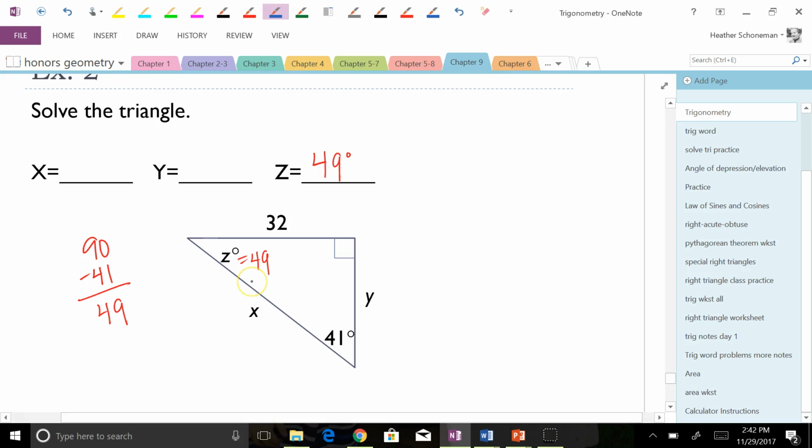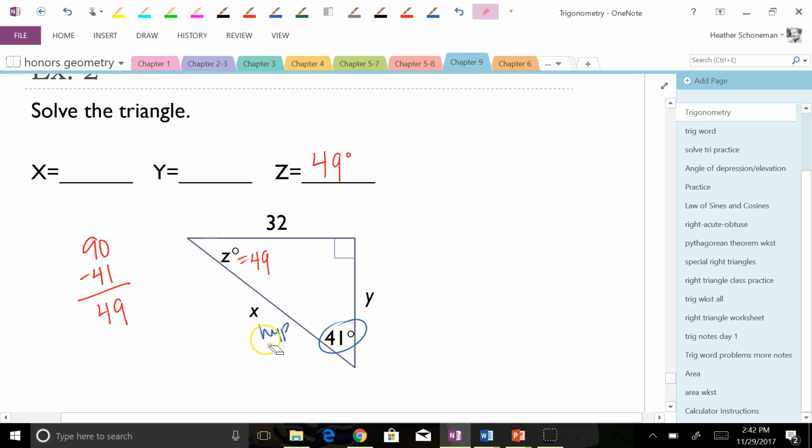Does it matter which angle I use? Not necessarily. It's not very hard to find 49, but just in case I made a mistake, I'm going to stick with 41. Okay, so now I need to label. Remember, when I label, I'm only labeling 2 of my 3 sides. If I label this as hypotenuse and this as adjacent, when I set up my trig function, I'm going to have 2 variables, and that's not going to work.